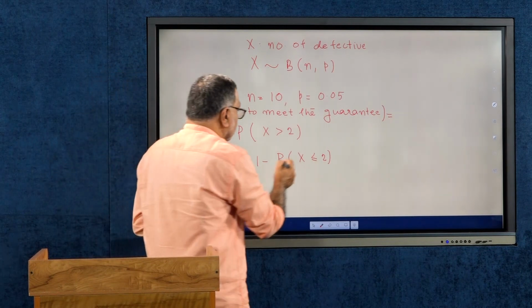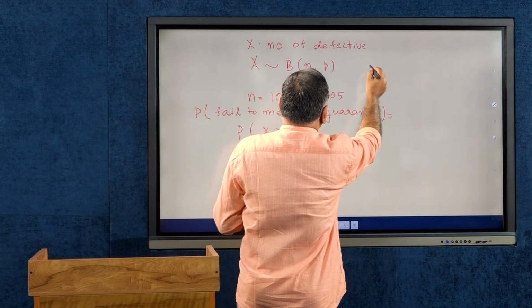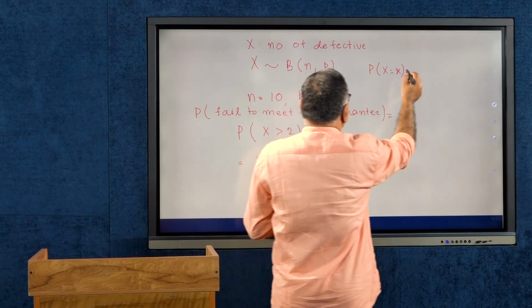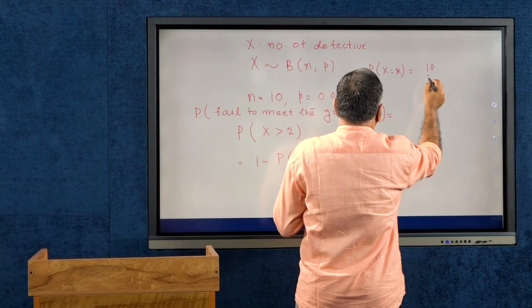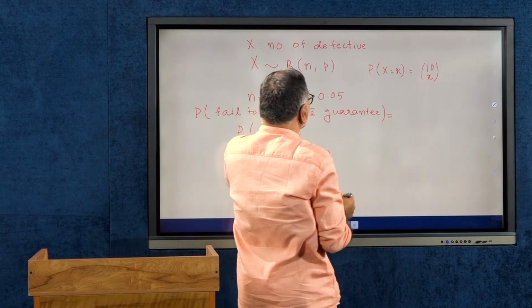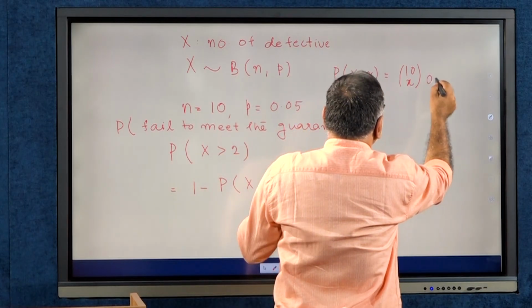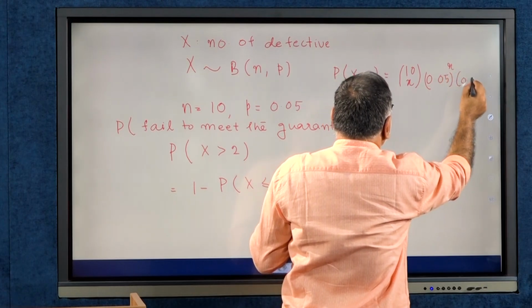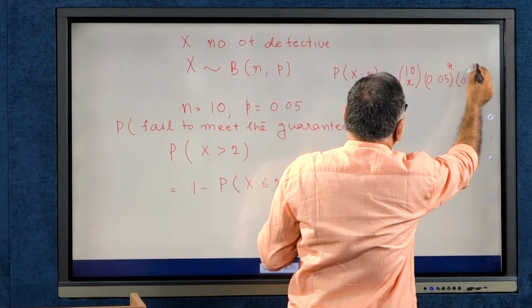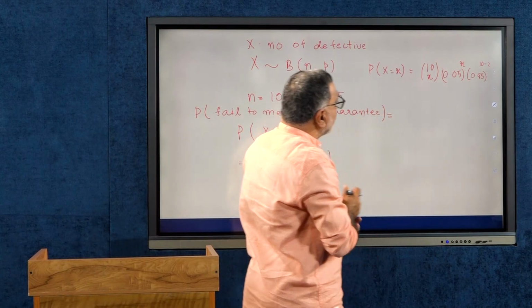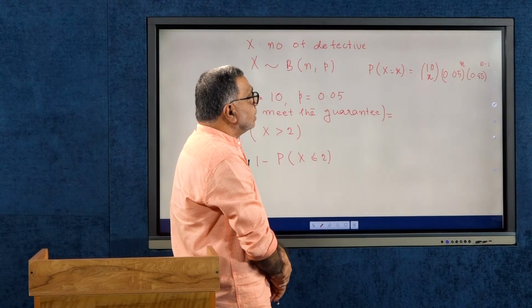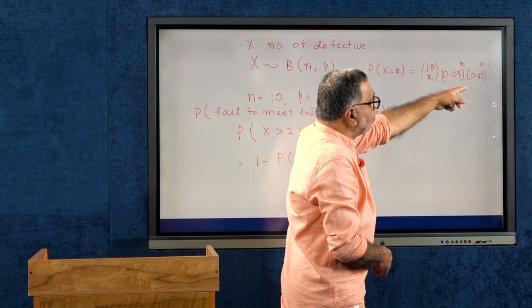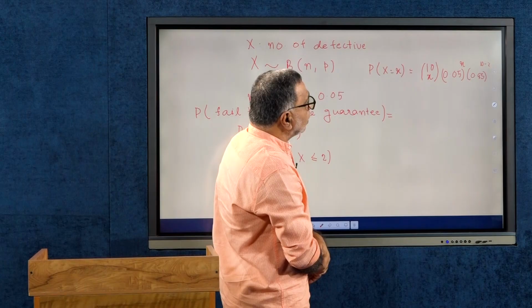Now look here: the probability that X equals x for this binomial random variable we can write as 10Cx, where n is equal to 10 and p is equal to 0.05, so 0.05 power x and 0.95 power 10 minus x. So this is our probability mass function: probability of X equal to x is 10Cx p power x, that is 0.05 power x, q power n minus x, that is 0.95 power 10 minus x.